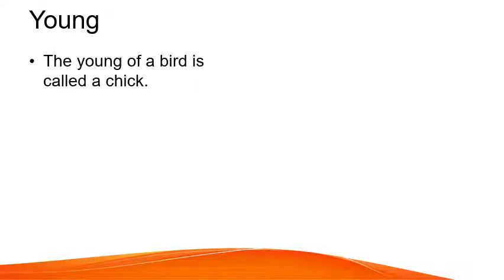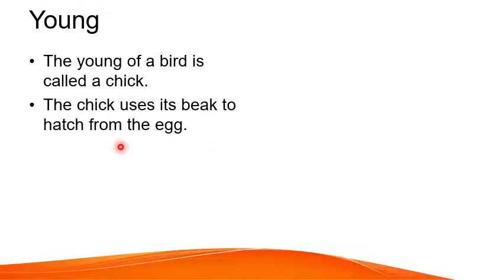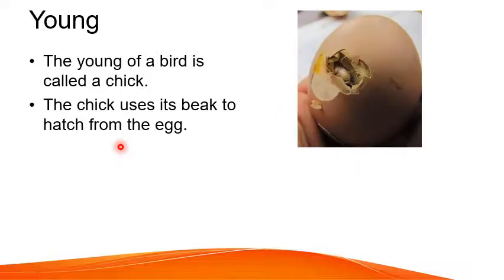Let's talk about the young of the chicken. The young of a bird is called a chick. This is true for all birds. No matter if it's a vulture, eagle, hawk, robins, all the young birds are called chicks. The chick uses its beak to hatch from the egg. From inside the egg, the young bird will open up the shell of the egg so that it can go outside. You can see there's the beak, so it uses the beak to break the egg from the inside.